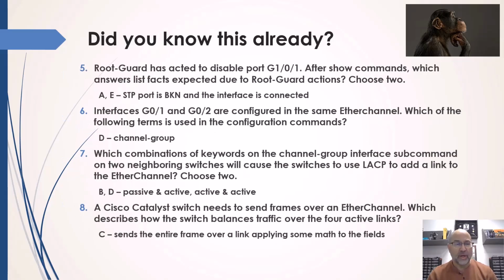Question number 5, the root guard has acted to disable a port. After show commands, which answers list facts related or expected due to the root guard action? Choose 2. Well, this was A and E. The spanning tree port will be in broken, and the interface will still be connected, right? We haven't unplugged or shut down the port, so it's still connected, but it'll be broken. Now we'll see that that's also an IOS version specific thing. So sometimes it'll just show that the port is in an unstable state or that it's listening.